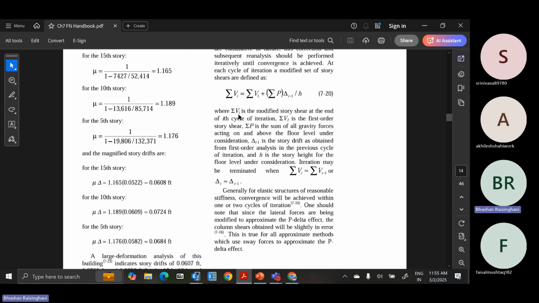Now, sigma Vi is the modified story shear at the end of the ith cycle of iteration. Sigma V1 is the first order story shear. So this V1 is what? First order story shear. Now, first order story shear you will obtain at each story also, and this is the second order story shear you will add. So first order story shear plus second order story shear, total story shear.